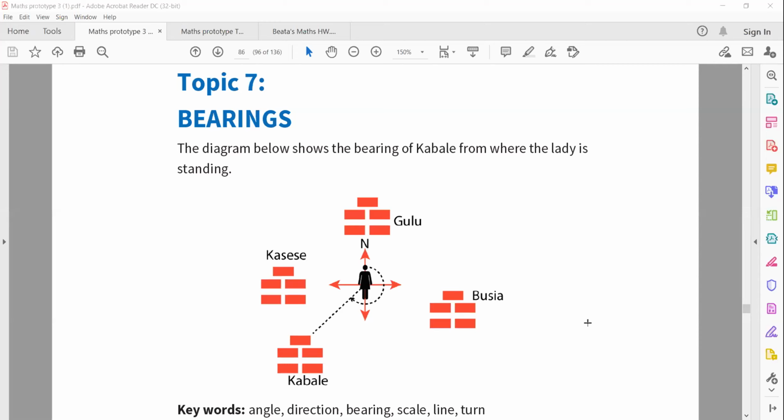Sandra, please go on. To me, bearing is the angle in degrees measured clockwise from north. Yes, angle in degrees measured clockwise from north.